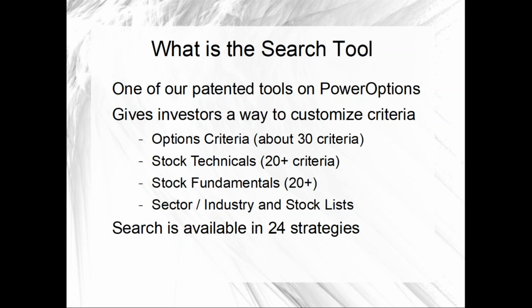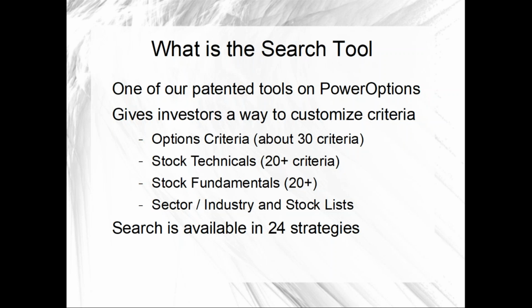We'll take a look at this in just a moment, but in every strategy there are 4 separate sections in the search that you can use to tweak your criteria and narrow down the universe of options. In every search there's an options section which contains about 30 criteria to use. There's a stock technical section where you can input over 20 criteria to identify the stock technicals that you want. There's also a fundamentals view, 20 plus criteria that you can use also.